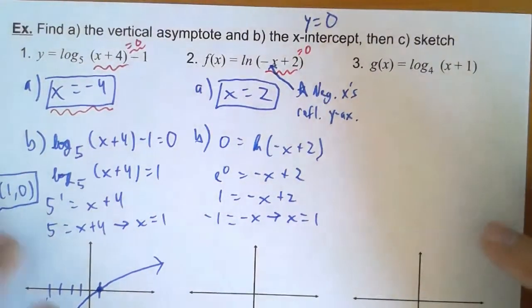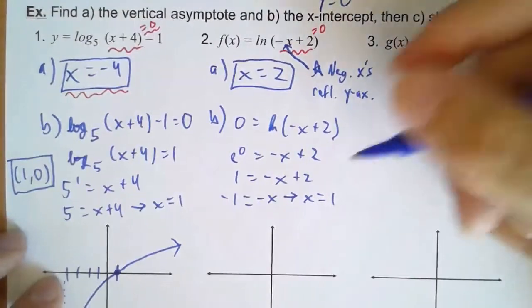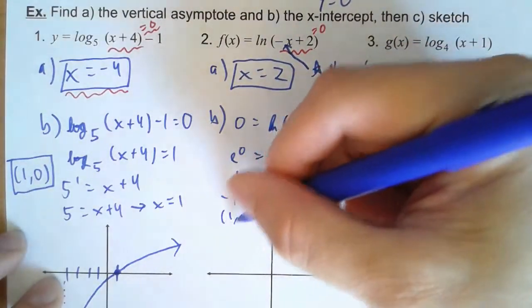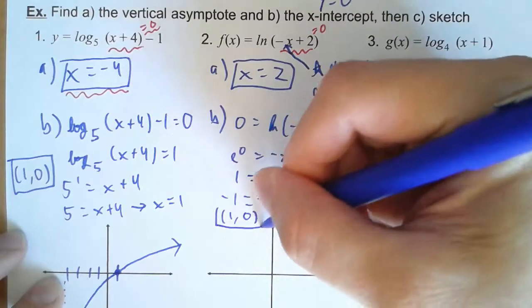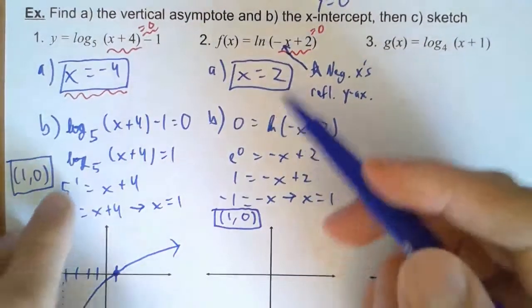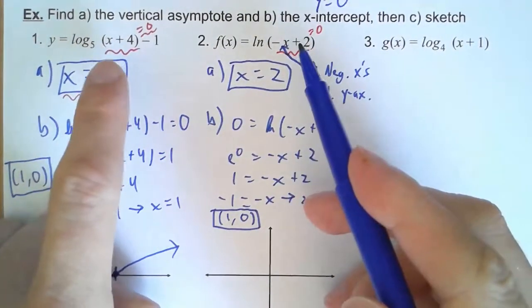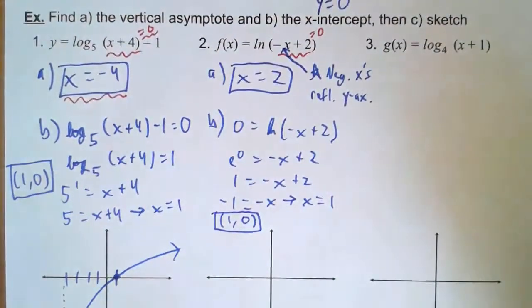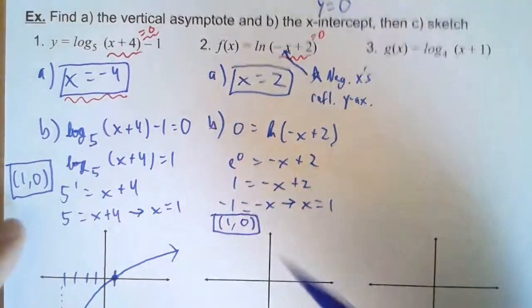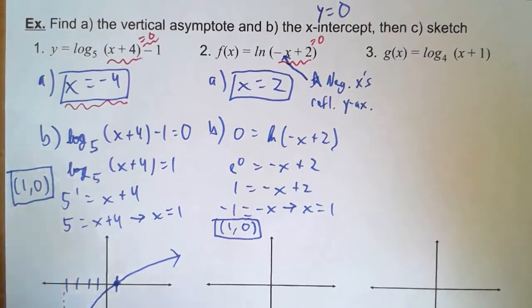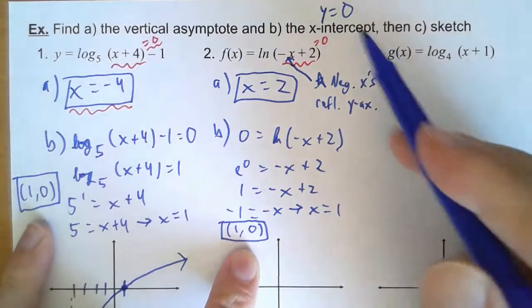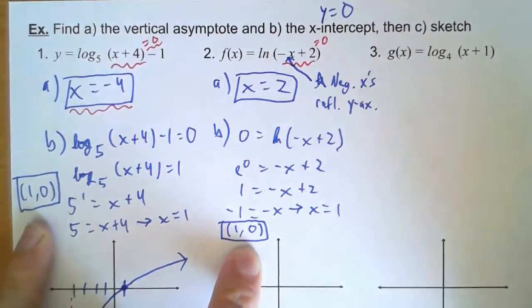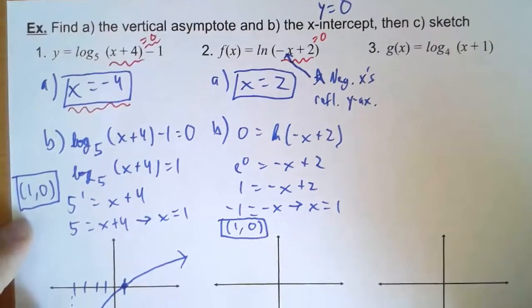Just a coincidence here, it's not always going to be (1, 0). It is (1, 0) for the base graph. And it just so happens that these graphs with multiple different transformations put those transformations together, and it actually brought the x-intercept back to (1, 0). But it will not always be (1, 0). You do have to actually set y equal to 0 and do the algebra, solve for it.